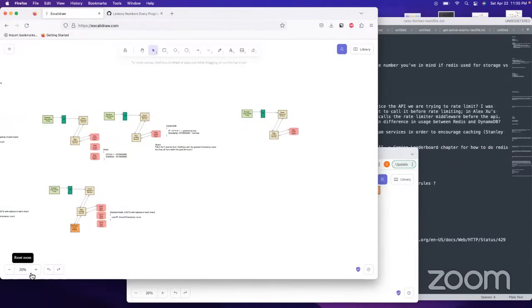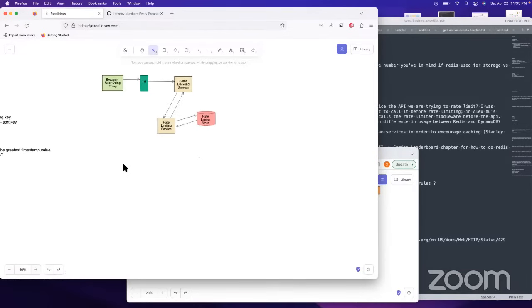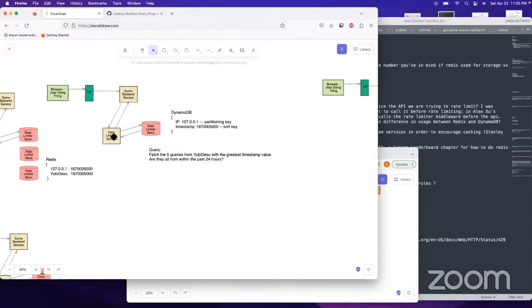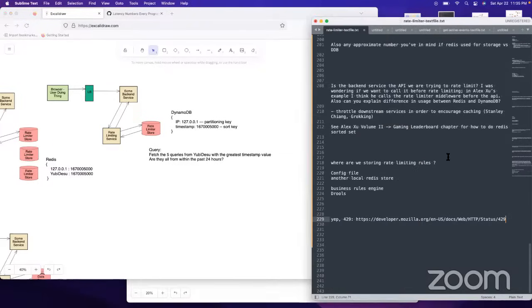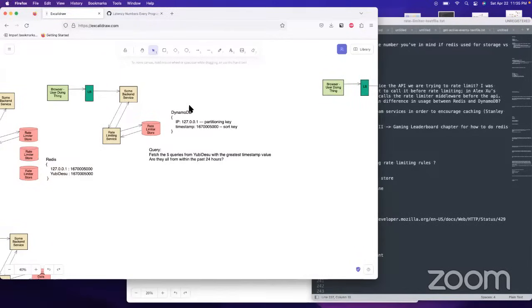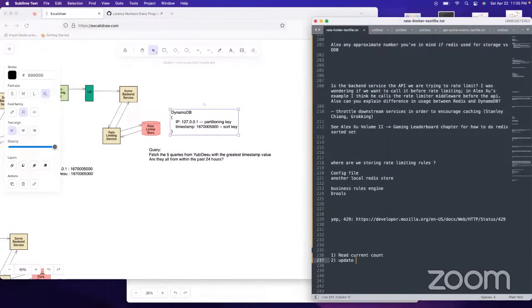So you've got your service. And for each of these, you're going to have to do a read before you do a write. Hey, can I increment it? If so, then you increment it. So I think you would do a read and then you would do a write. So one, read the current count, and then two, write: you either update the count or, in the case of DynamoDB, you would write a new record.